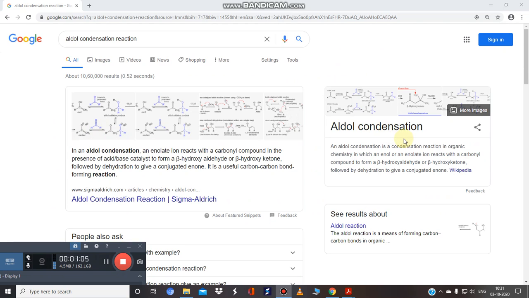First is the aldol condensation. I hope you heard about this reaction. It is a condensation reaction in organic chemistry in which an enol or the enolate ion reacts with the carbonyl compound to form beta hydroxyaldehyde or beta hydroxyketone. So just remember this thing: beta hydroxyaldehyde or beta hydroxyketone is formed by this aldol condensation reaction.